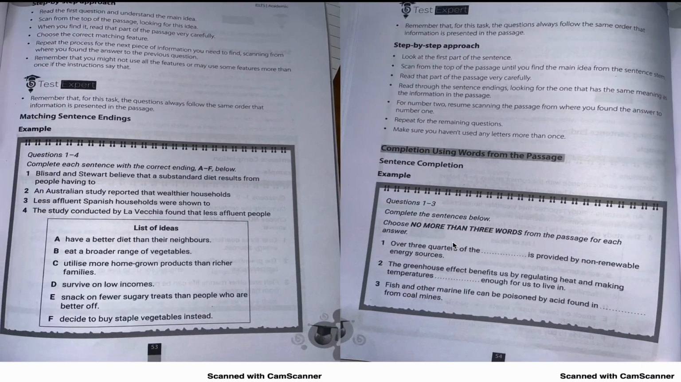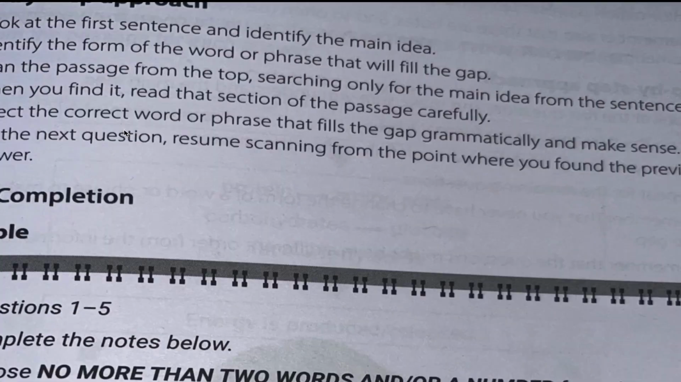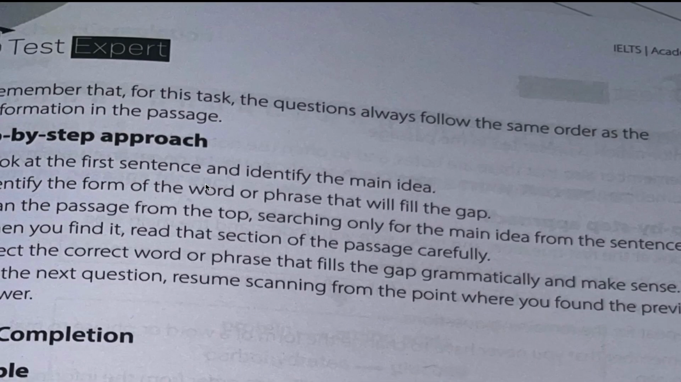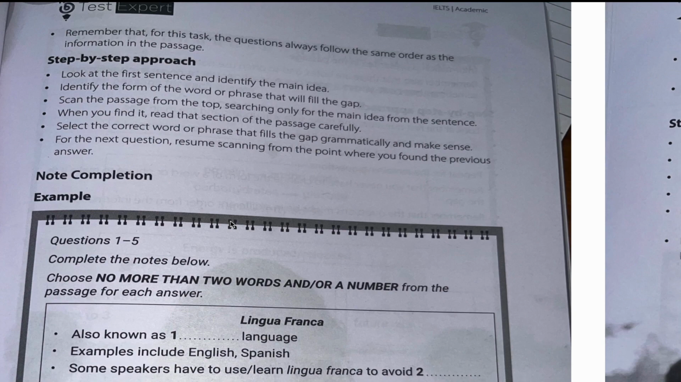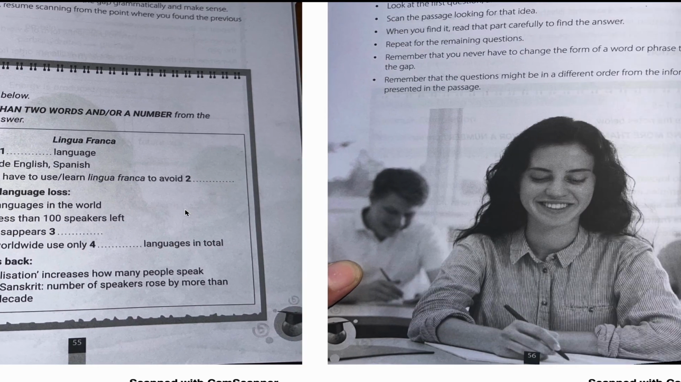Okay, that's your sentence completion. And the approach for sentence completion would be to look at the first sentence and identify the main idea. So again, the same way, make sure that your grammatical error should not exist. Okay, and note making. So you know what note making is, we have discussed that as well.